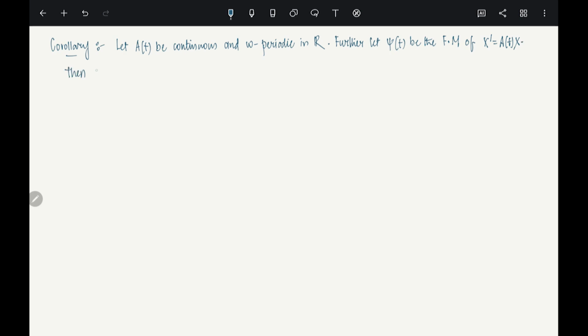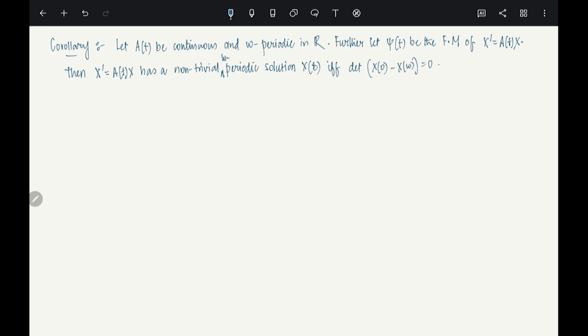Then this problem, x prime equals to a times x, has a non-trivial w periodic solution x of t if and only if the determinant of phi of 0 minus phi of w is 0.